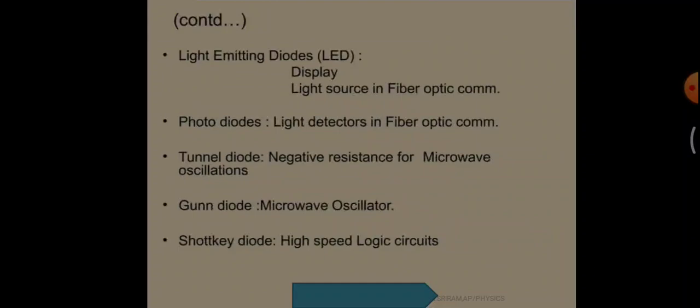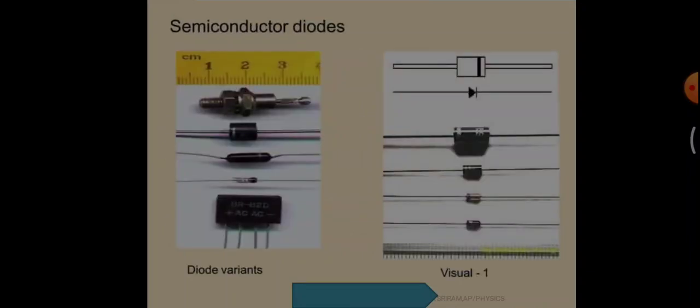Then light emitting diodes, used for displays and as light sources in fiber optics, and photodiodes, used as light detectors in fiber optic communication. Tunnel diodes have negative resistance for microwave oscillations, the Gunn diode is a microwave oscillator, and the Schottky diode is used in high speed logic circuits. And this is a semiconductor diode, and this is a diode variant.